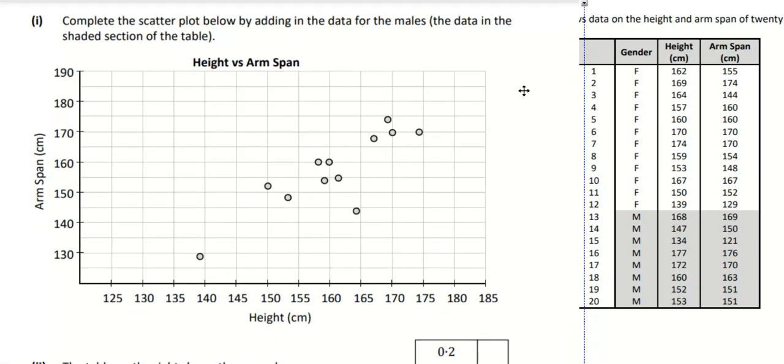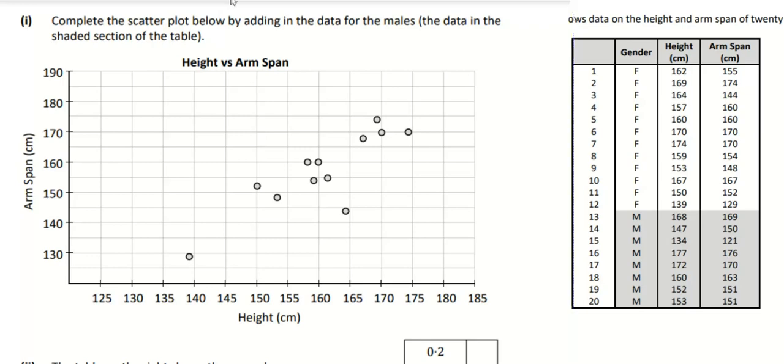Now we're going to tick off the ones that we already think we have done here. I wonder did they do them in order. So this one looks like 130 for the arm span, or just below 130. So I think that's 129, 139. So no, that one's done. So there's 1, 2, 3, 4, 5, 6, 7, 8, 10, 11, and 12. So they did all the females. Complete the scatter plot below by adding the data for the males. So they did all 1 to 12 already.